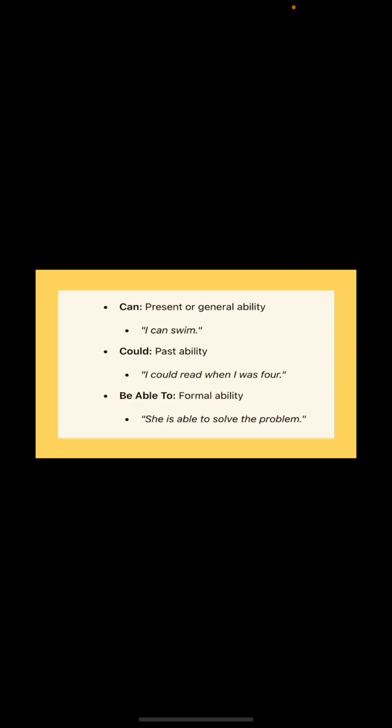When you want to talk about ability, use can for present or general ability, like I can swim. Use could for past ability, like I could read when I was 4. In formal situations, you can use be able to, as in, she is able to solve the problem.